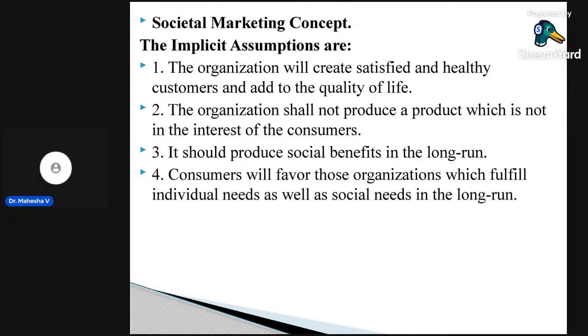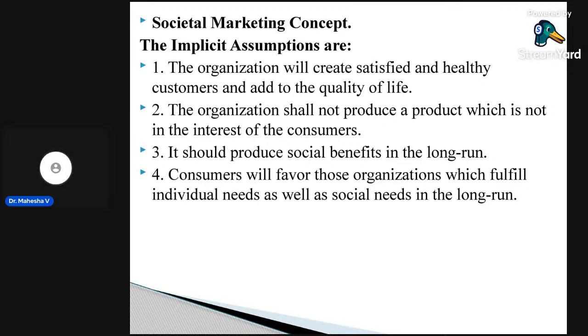Whatever product you produce has to create some sort of benefit to society in the long run. Consumers will favor those organizations which fulfill individual needs as well as societal needs in the long run. Nowadays consumers favor those organizations which fulfill individual needs as well as social needs, and which give much importance towards social needs.